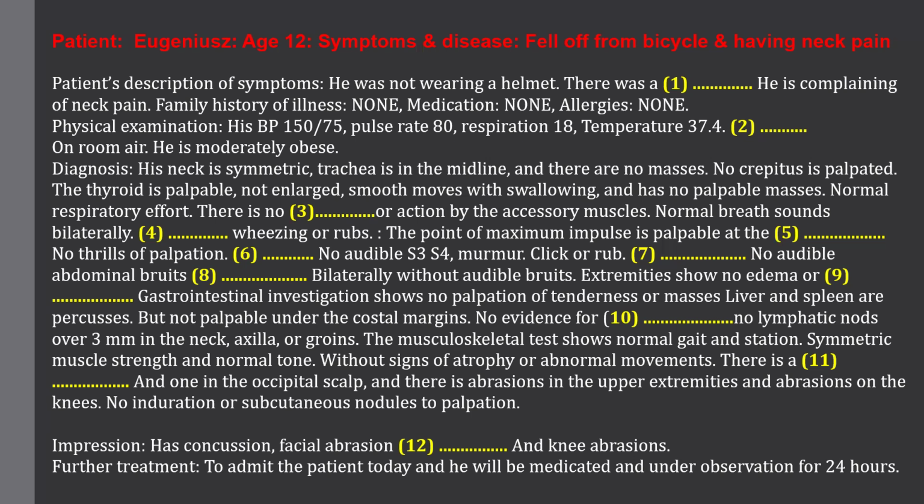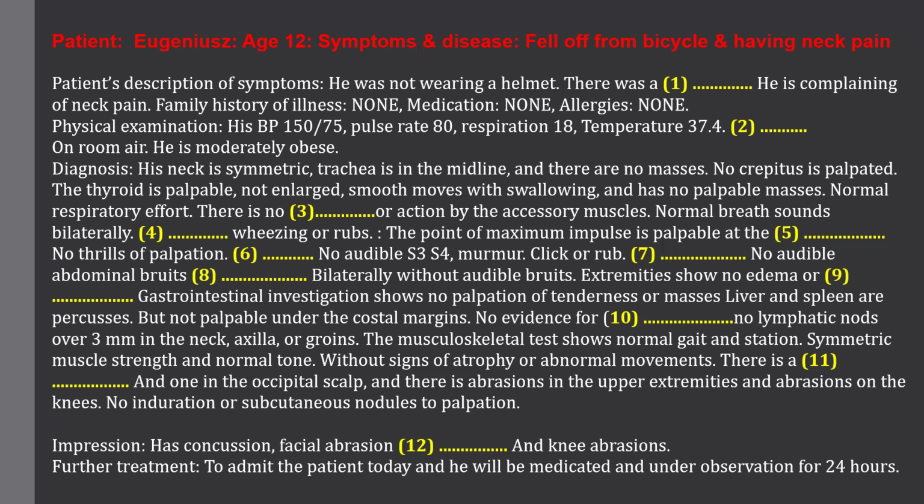Abdominal aorta is not palpable. No audible abdominal bruits. Femoral pulses are 3+ bilaterally without audible bruits. Extremities show no edema or varicosities. Gastrointestinal investigation shows no palpable tenderness or masses. Liver and spleen are percussed, but not palpable under the costal margins. No evidence for umbilical or groin hernia. No lymphatic nodes over 3 millimeters in the neck, axilla, or groins.